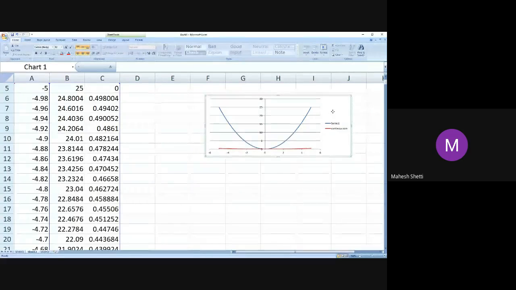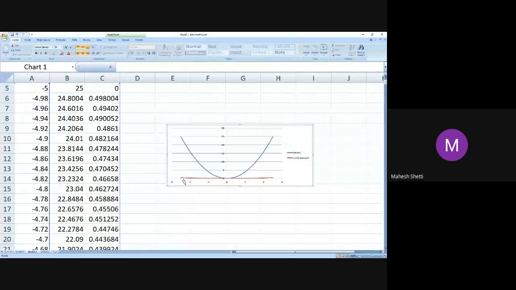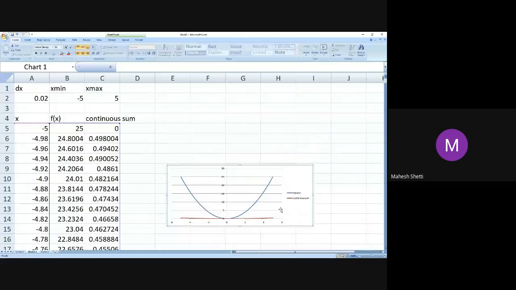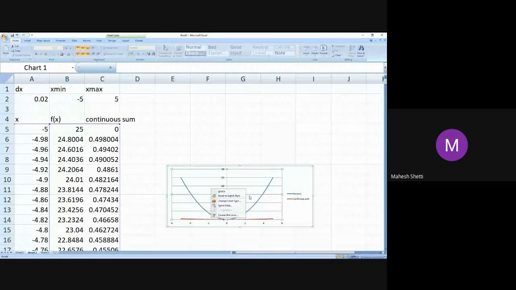See what I have got. I got almost a straight line here. Okay, I have got almost a straight line. Now that is not very clearly visible because the scale is different.